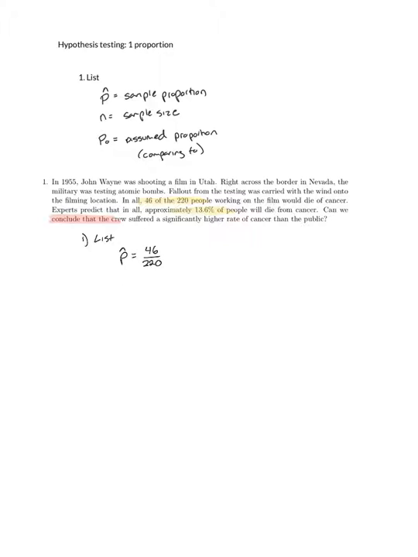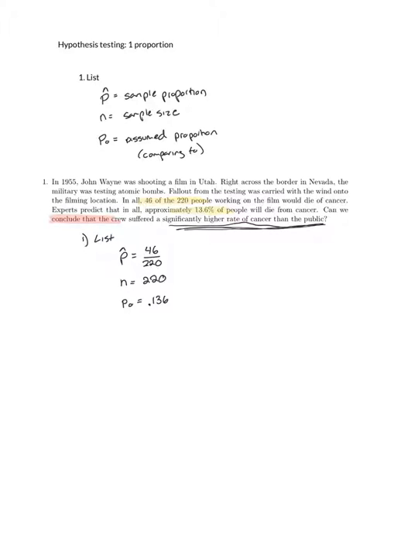The next thing I need to list is n, the sample size. There were 220 people in total. And then finally, p naught. P naught is what I'm comparing it to. Well, according to my hypothesis test statement, can we conclude that the crew suffered a significantly higher rate of cancer than the public? So what I'm going to be doing here is comparing my sample, the people on the film crew, to the public, which means my comparison value should be the public percent, or 0.136.